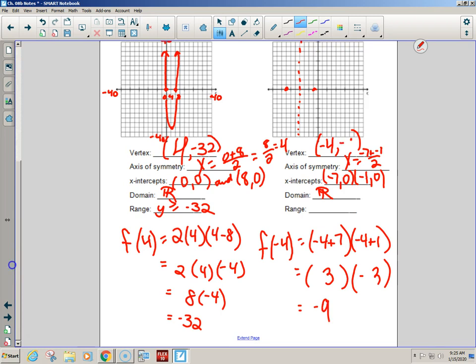Does this one fit on my graph nice and neat? Oh, yeah. So I got my negative 7, 0. I got my negative 1, 0. Negative 4 needs to go down to negative 9. There it is.